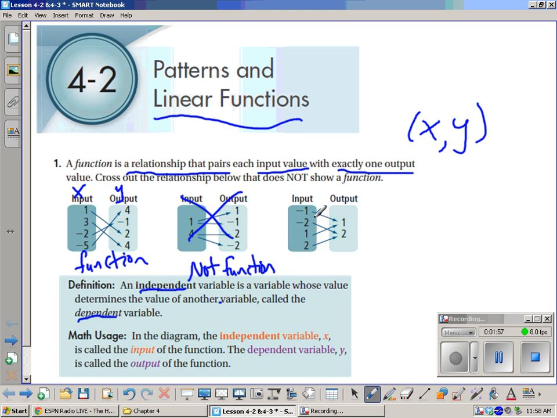We want 1 output. -1 is assigned to 1 for this one, -2 to 2, 1 to 1, and 2 is assigned to 2. This one is a function because each input is assigned to 1 output. Now we do notice here that there are multiple inputs being assigned to the same output, but the rule does not say anything about multiple inputs. It just says you can't have multiple outputs. So we have 1 output for each input. So this one's a function.